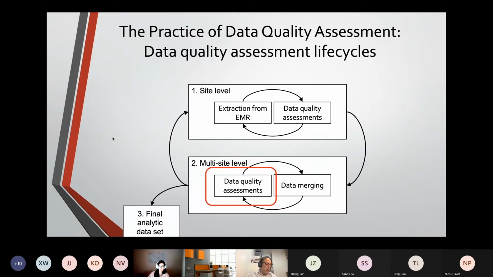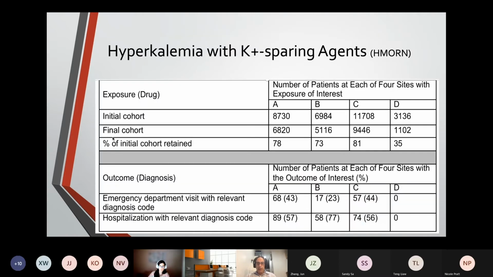Taking a look at the other environment, where we're now looking at a multi-site situation, I only have one example here, and this comes out of the HMORN network. This is a large network of health systems across the United States. This is a study that was looking at patients who were getting agents that cause you to retain potassium. Your body holds on to potassium, and that puts you at risk for having elevated potassium levels if your body holds on to the potassium for too much. So hyperkalemia is a life-threatening complication of the use of these agents.